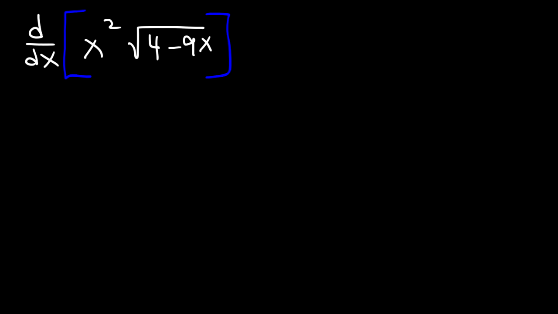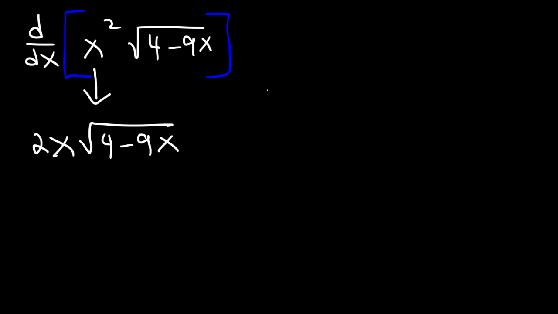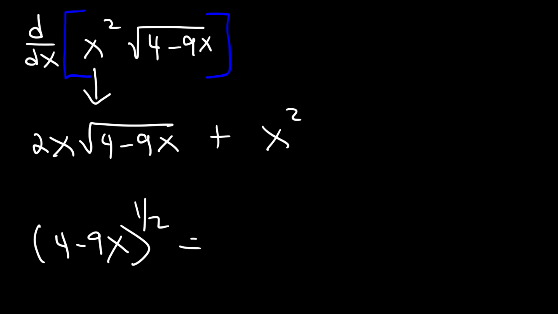But the gist of it is that you need to differentiate the first part of the function, which is x squared. So that's 2x. And then keep the second part the same. So we're going to rewrite the square root of 4 minus 9x. Plus, keep the first part the same. And then differentiate the second part. Now let's focus on that. Because to differentiate this, we need to use a chain rule. And before we do that, we need to rewrite it as (4 minus 9x) raised to the 1/2.